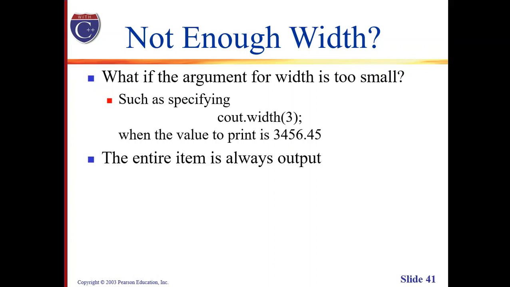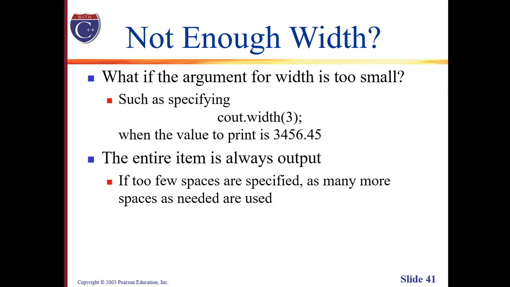Of course, the entire item will always be output, which means the entire output will always be displayed on our screen or written to a file. If the specified spaces are too few, as many more spaces as needed are used. Which means if the width or space that you initially provided is too small, your compiler will automatically adjust in order for our program output to fit in.